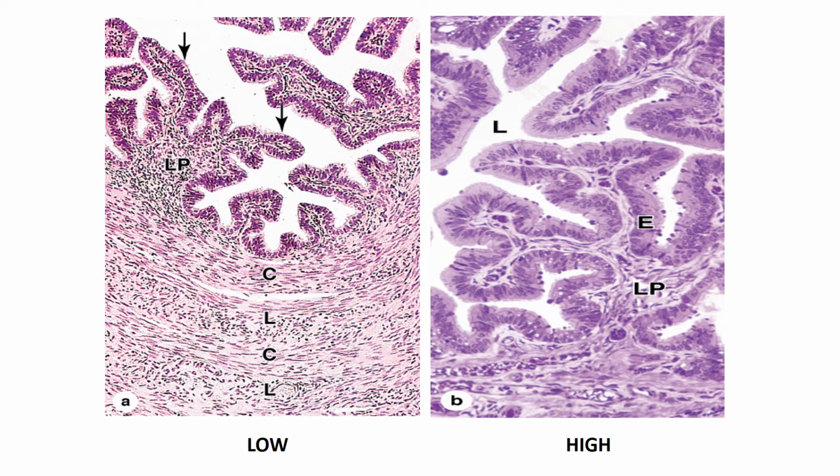On the right you can see this in higher resolution, and here again we can see the simple columnar epithelium, and the core is of loose connective tissue and fibroblastic cells, very rich in vascularity. So this is the lamina propria.